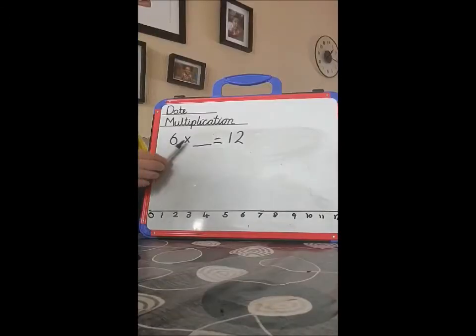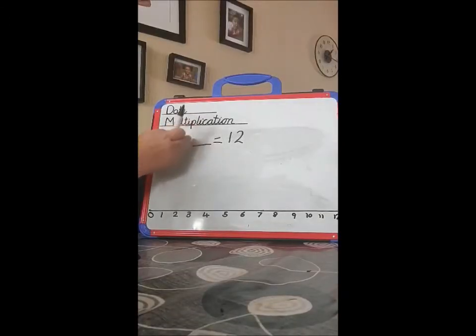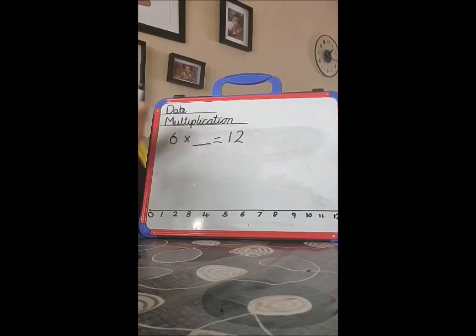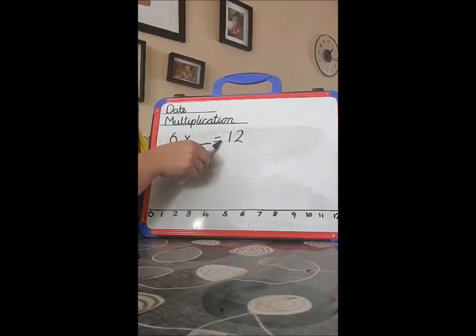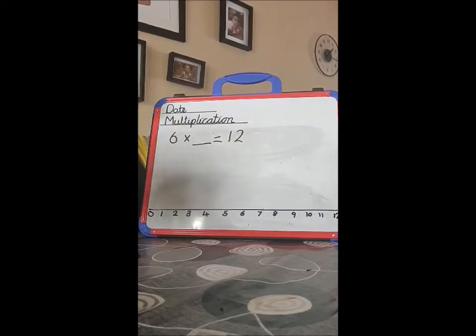So here we have a calculation where the missing number, the missing amount we've got to work out, is somewhere else. It's here. So what is this asking us for? It's saying we have 6 lots of, or 6 groups of something, and they total 12. Now, here is where that information comes in useful.